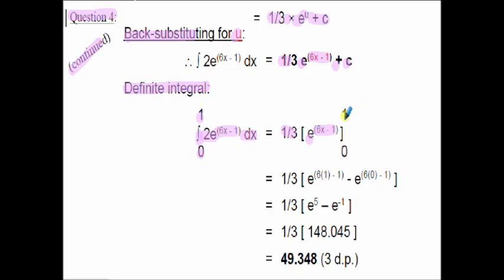I put the upper limit of 1 into the equation where there's an x, and then I put my lower limit of 0 in this particular case into the equation where there's an x. Simplifying, that becomes e to the 5 minus e to the negative 1, and evaluating we find an answer of 49.348 to 3 decimal places. I would encourage you to stop the presentation and work through a solution on the slide at your own pace.